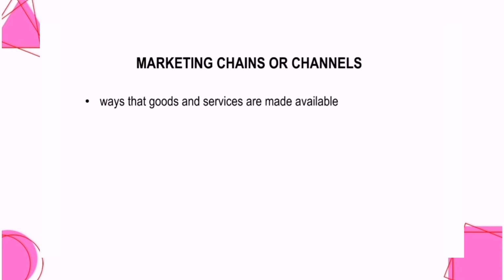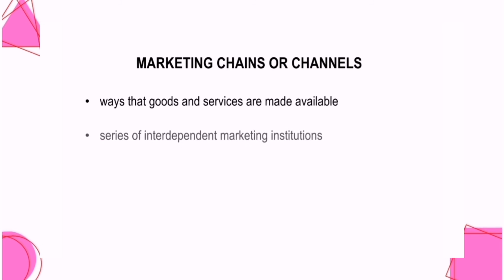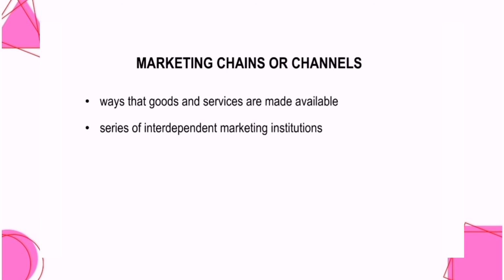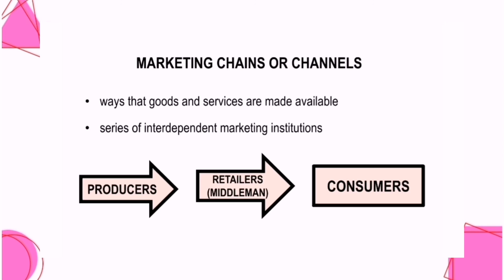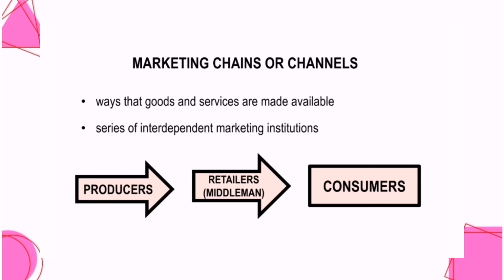Now let's proceed to the marketing chains or channels. So what is marketing chains or channels? So this refers to the ways that the goods and services are made available for the consumption of the consumers or available in the market. Also, this refers to the series of interdependent marketing institutions. For example, the common marketing chain and channel is from the producer to retailers or yung mga middlemen until it reaches the consumers. So ito yung common na chains or channels na ma-observe natin sa market.